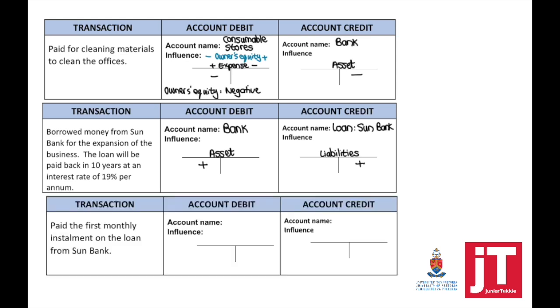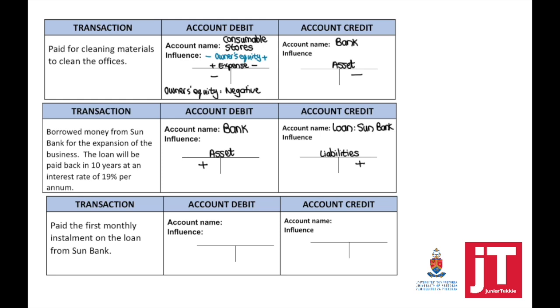Now it says to us, paid the first monthly installment on the loan from Sun Bank. We need to pay back that loan, but not only the monthly installment, we also need to pay the interest on that loan. But here they're specifically talking about the monthly installment. Installment means over 10 years, because that's how long we took out the loan for. They're going to work out how much we need to pay back on a monthly basis.